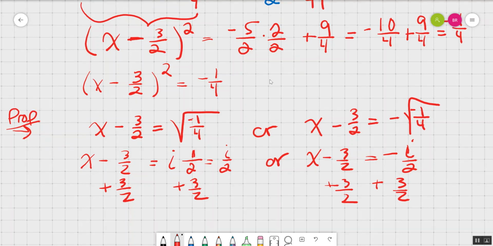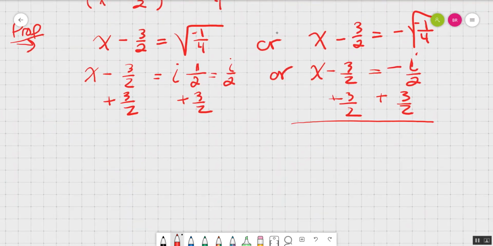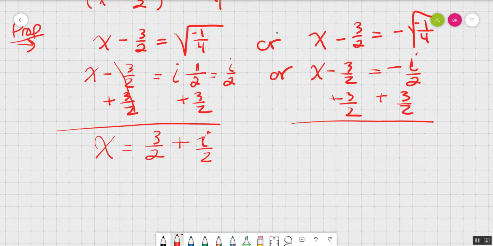Man, this one took up way more space than I anticipated. What's my x? It's 3 over 2 plus i over 2. Did you see that one coming? And x is 3 over 2 minus i over 2. So it is possible for you to get complex answers off of this.